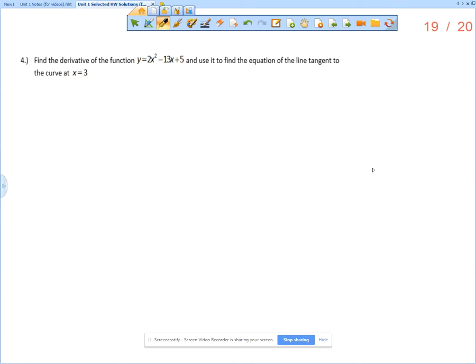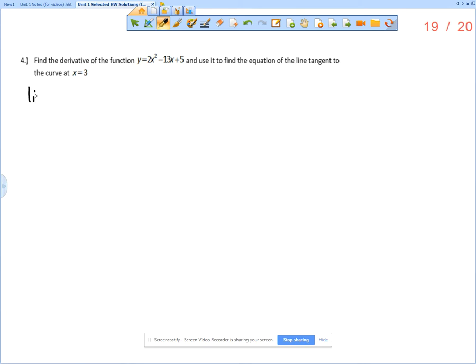This is the solution video for problem number 4 on section 1.8. So it says find the derivative of the function y equals 2x squared minus 13x plus 5 and use it to find the equation of the line tangent to the curve at x equals 3. So first of all, the derivative.